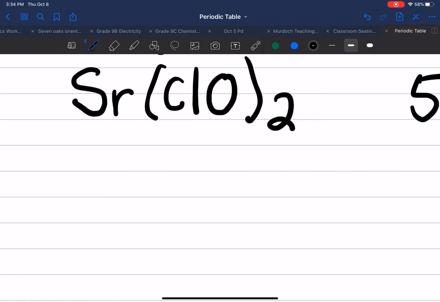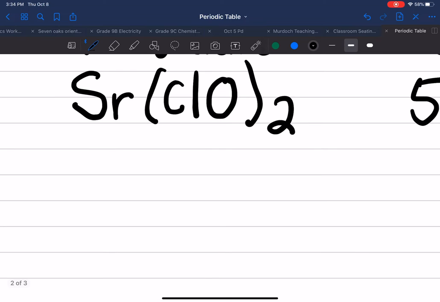Sr Cl O, with the ClO in brackets and a 2. Oh no, what do we do? Well, let's identify which ones are the elements from the periodic table. So Sr is an element. As you can see, it's a capital S and a lowercase r, so those have to stay together. Lowercase letters stay with their uppercase ones.